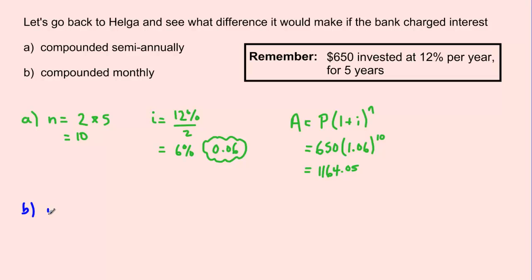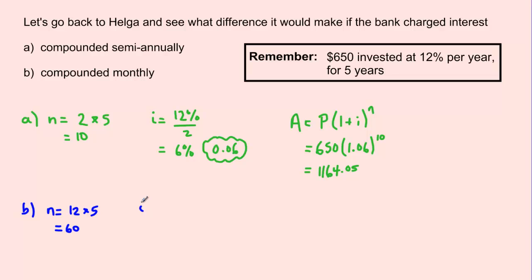Again, our n value is the number of compounding periods. So we're compounding monthly, which means every single month for 5 years. How many times is that? Well, every single month is 12 times a year. And we're doing it for 5 years, so that's 60. Our n value will be 60.